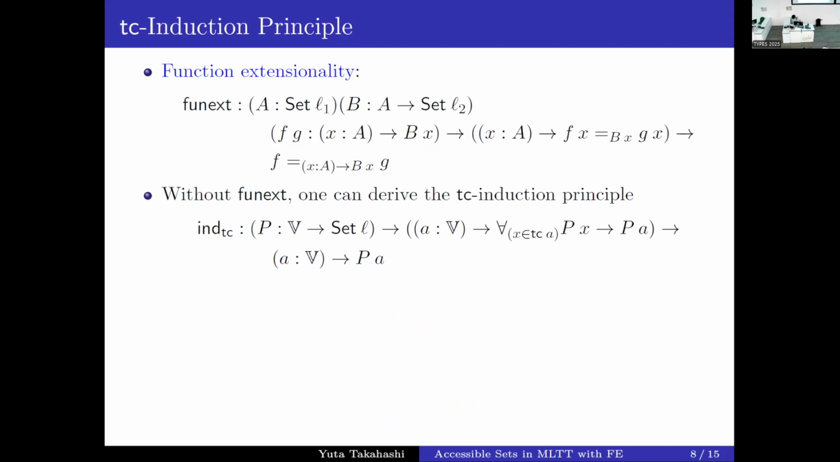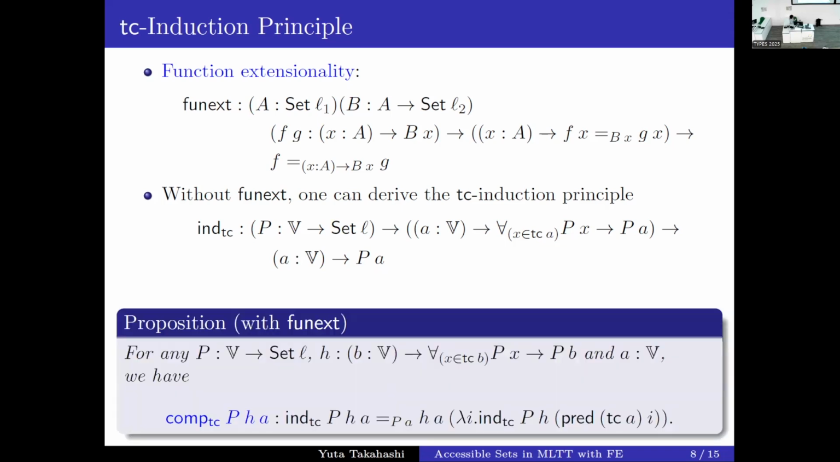Here, this is a standard formulation of functional extensionality. And first of all, without functional extensionality, we derive the TC induction principle. So here is a predicate P. And if we can prove P A under the assumption that for any set X below A, X satisfies P, then we can derive that for any set A, P A holds. And with functional extensionality, we have this propositional computation rule for the TC induction principle.